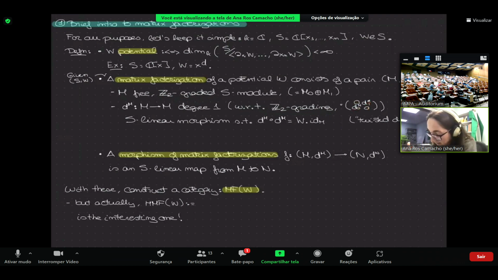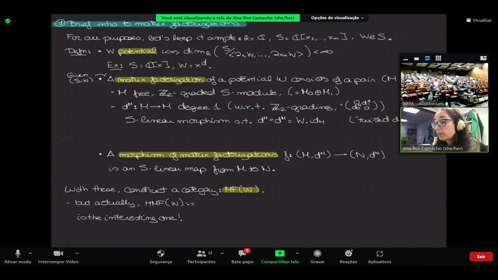But not any morphism will do. I want this map to satisfy that if I compose it twice with itself, what I'm going to recover is the identity of my module with the potential acting on it. Because it's not a proper differential by itself, I'm going to call this map the twisted differential.